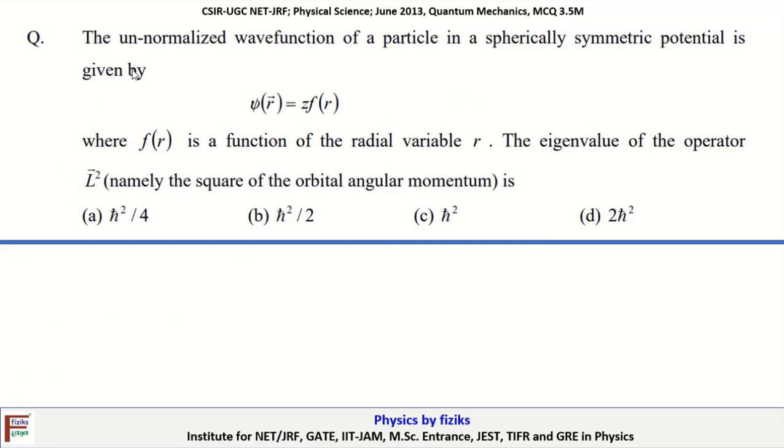The unnormalized wave function of a particle in a spherically symmetric potential is given by psi(r) = z f(r), where f(r) is a function of the radial variable r. The eigenvalue of the operator L square is: Solution.